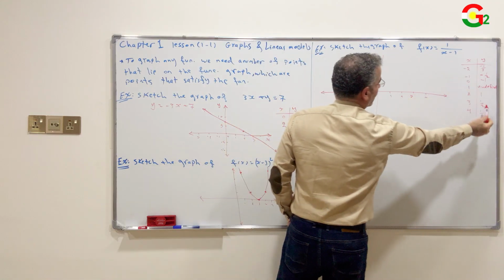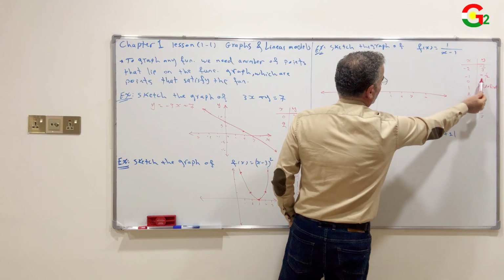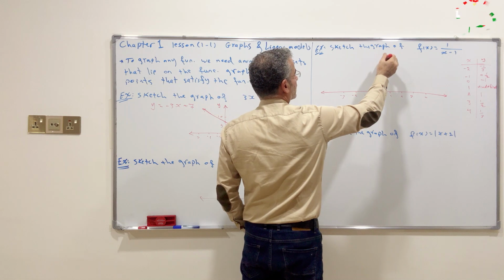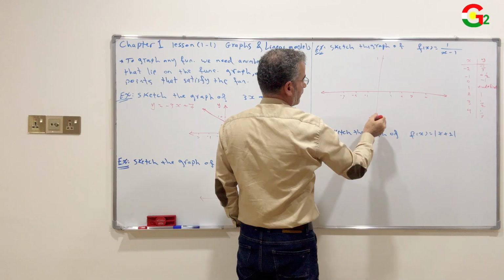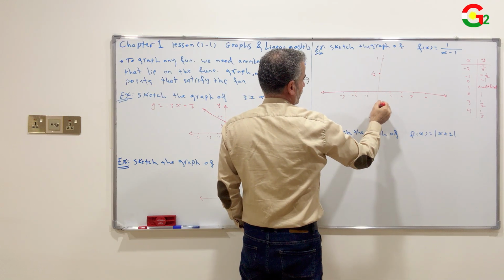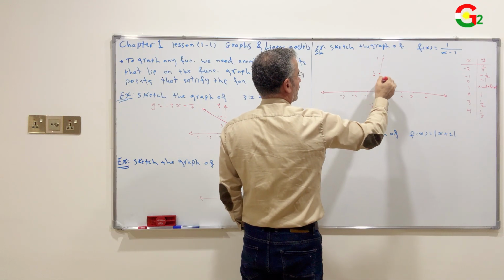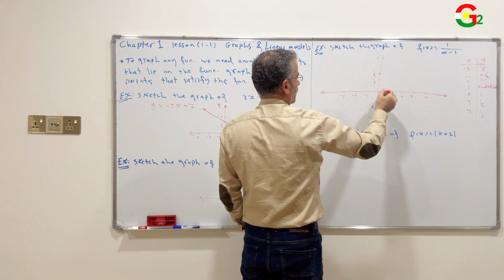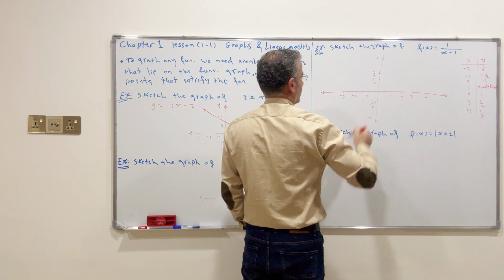Divide y-axis from 1 over 3 to -1, or 1/2 to -1. Then I set here 1, here -1, 1 half, negative 1 half, and 1/3 here, 1 over 3, negative 1 over 3.